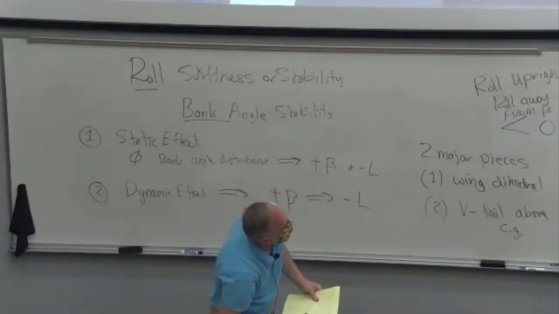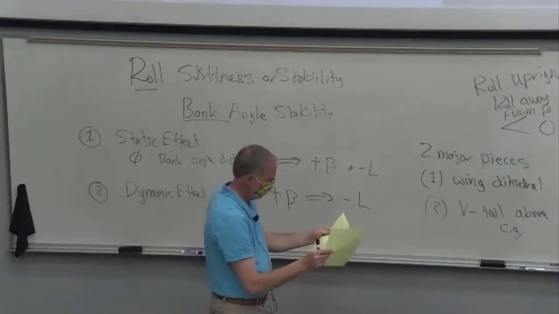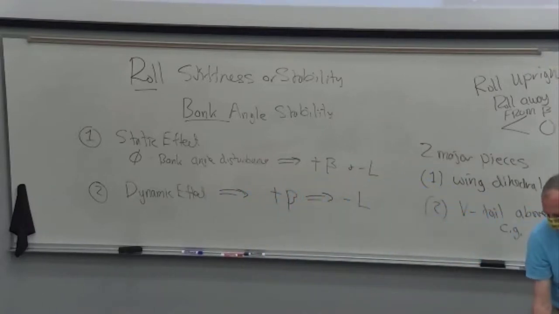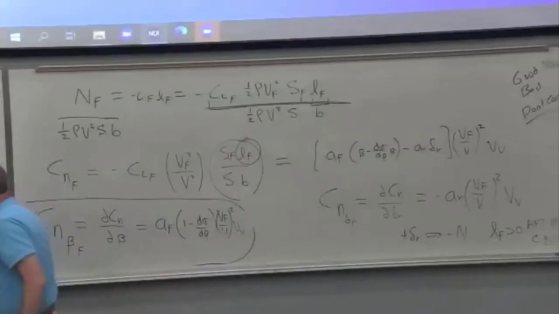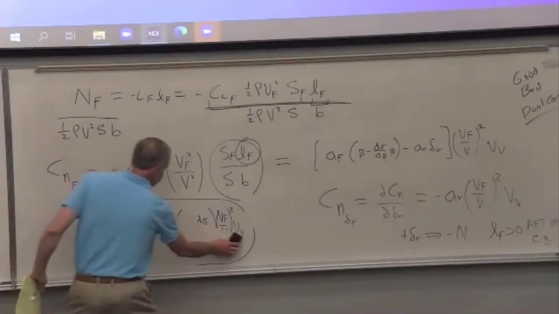How are we done on time? Oh, we've still got some time. So let's see, we did all this. And we can draw a picture of the wing dihedral effect. It's easy to see if you draw an airplane from the behind view, the aft view.